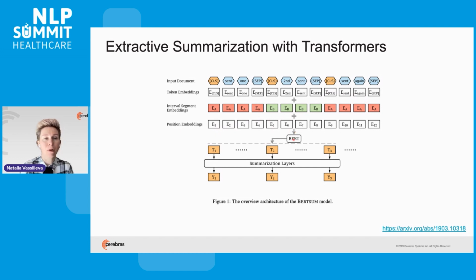Then you have a standard BERT model, and you get out of the BERT model the hidden representations of those CLS tokens. And then the task of the fine-tuning is essentially for every single CLS token to spit out a label. Should this sentence be in the summary or not? So for every sentence, you get a decision: should I copy-paste that sentence into my summary or not? That's how it works, pretty straightforward.